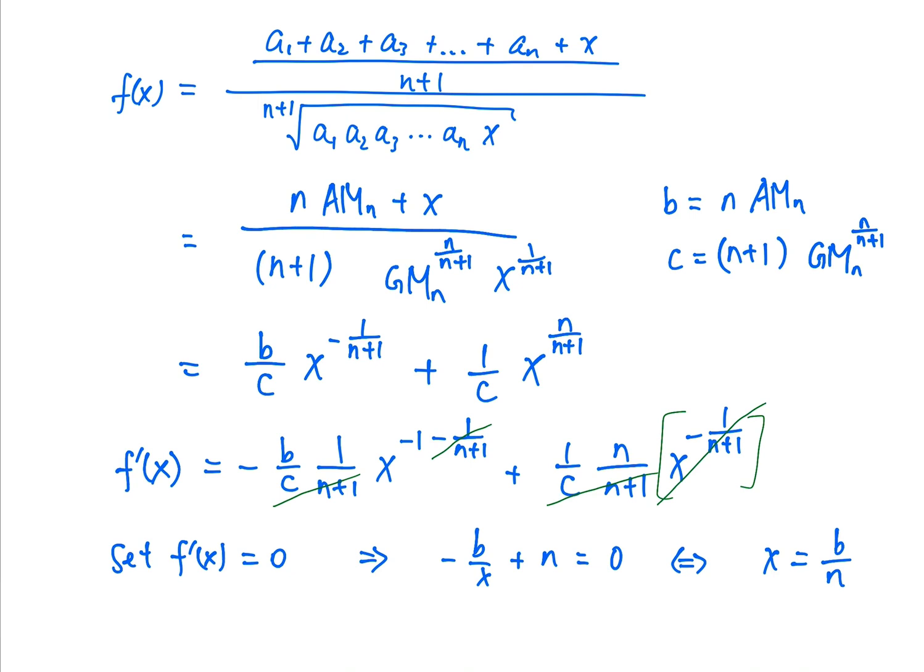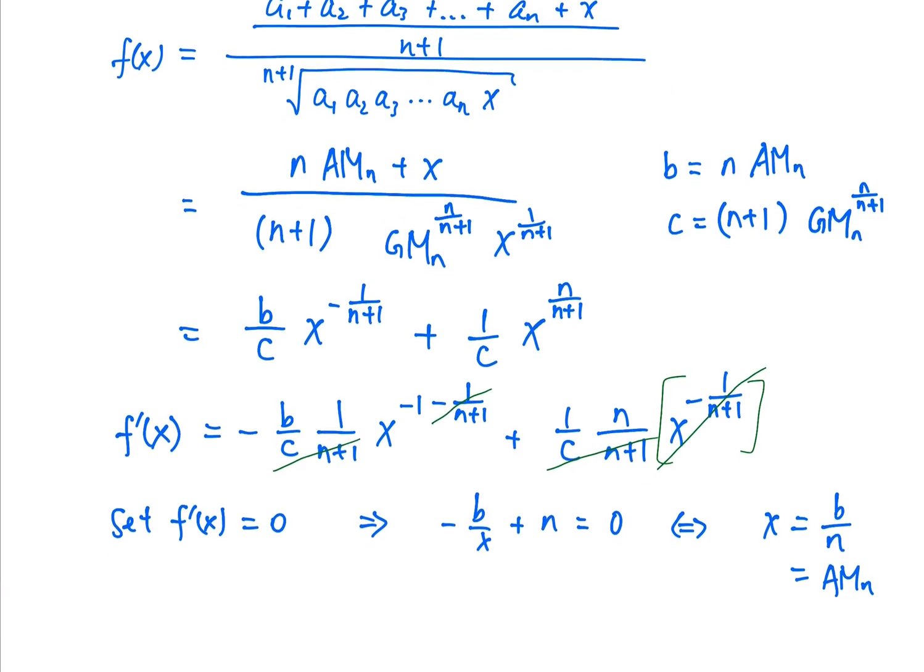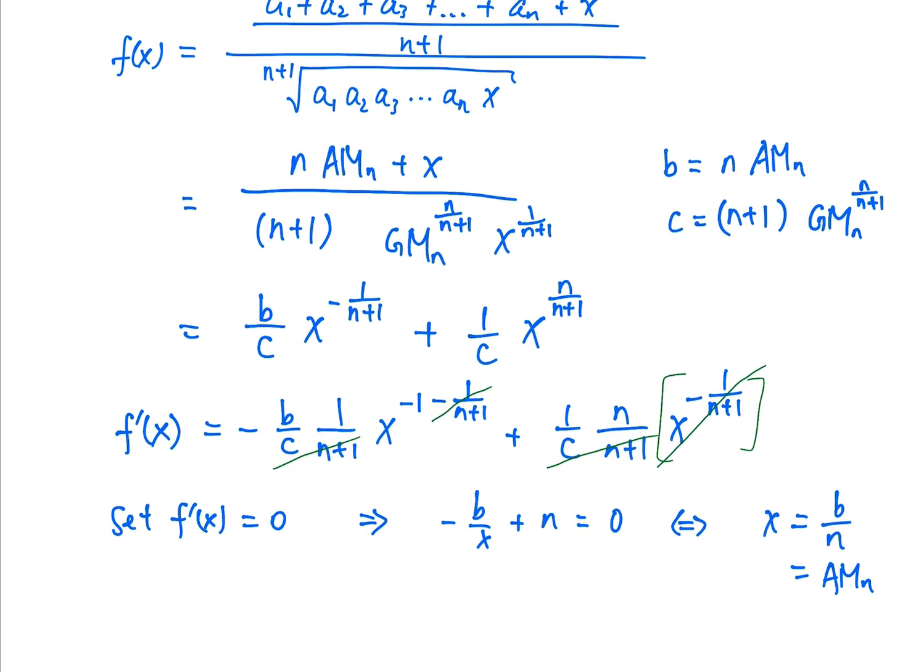And if you look back to our definition here, if you divide both sides by n, we get that x is actually the arithmetic mean. So actually, this tells us that the critical point appears when x is equal to the arithmetic mean. So we would also like to find out the corresponding value of the function.